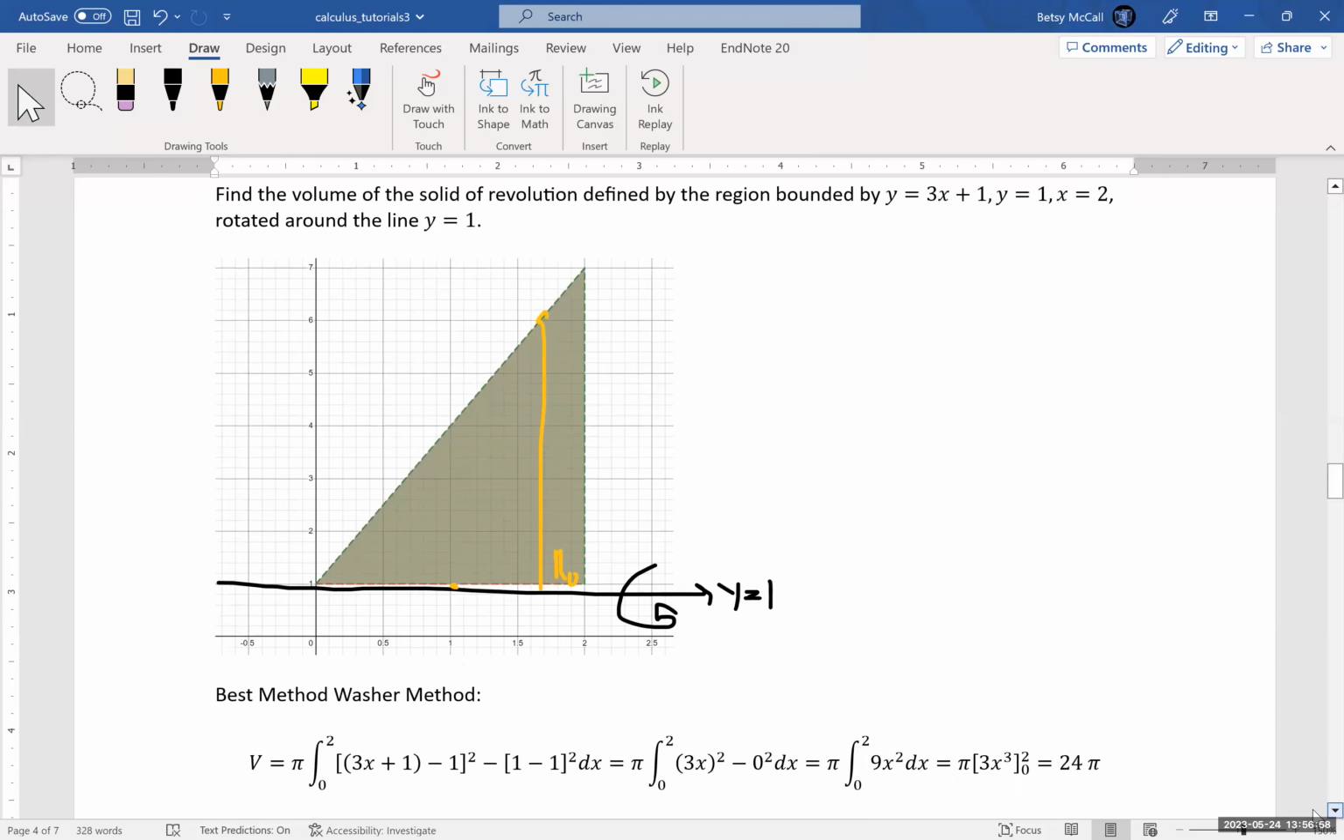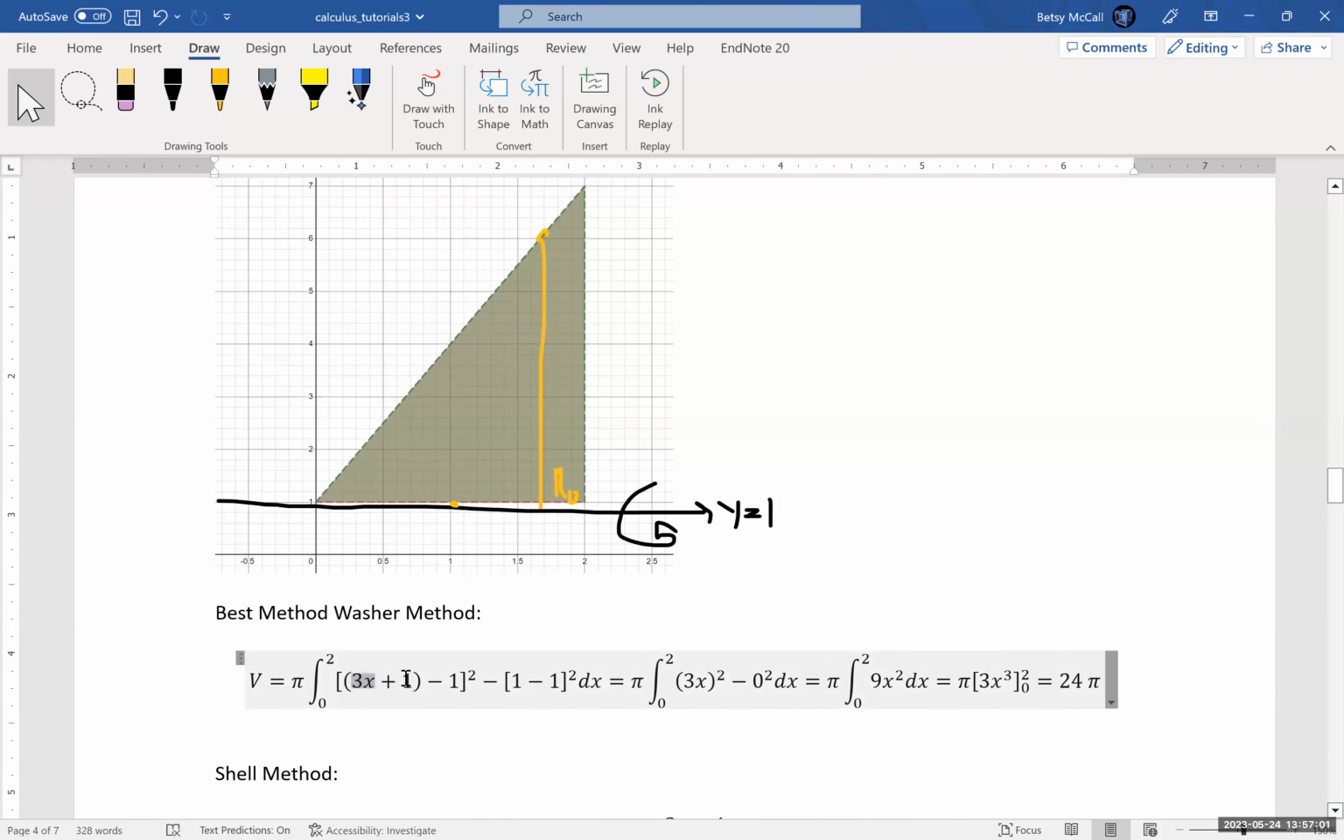Now, the rule of thumb here is that we take our function, in this case for the outer radius, minus the axis of rotation, which in this case is 1. If the axis of rotation was y equals -1, then subtracting the axis of rotation would be minus -1, which would give us a +1, because if we were rotating around a line below the x-axis, we would be adding distance between the region and the axis of rotation. So subtracting that negative gets us the same thing. Again, think of this as the function minus the axis of rotation.